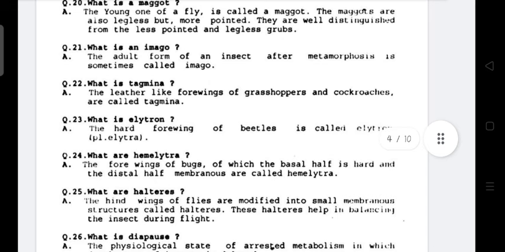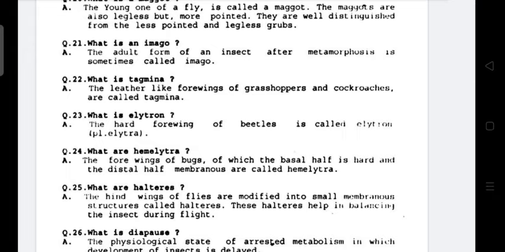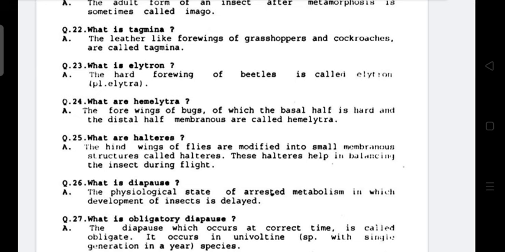What is an imago? The adult form of an insect after metamorphosis is sometimes called imago. What is tegmina? Tegmina is the thick forewing of insects. The hard forewing of orthopterans, the leather-like forewing of grasshoppers or cockroaches, is called tegmina. What are elytra? Elytra are the hard forewings of beetles, very shiny, very strong.